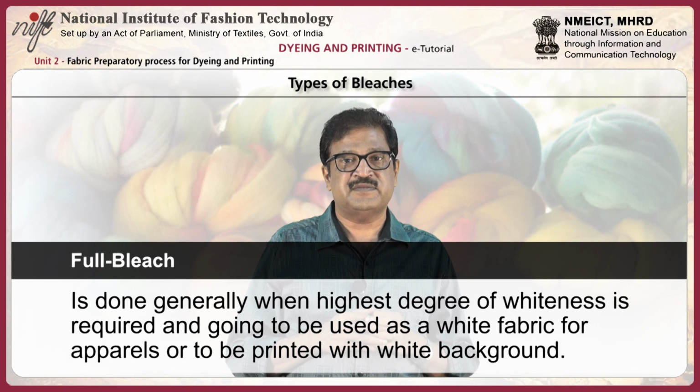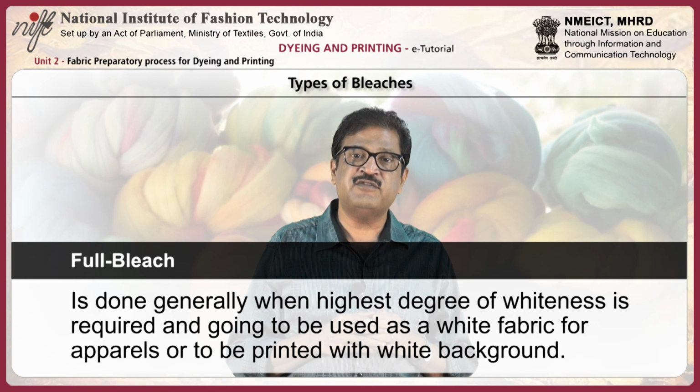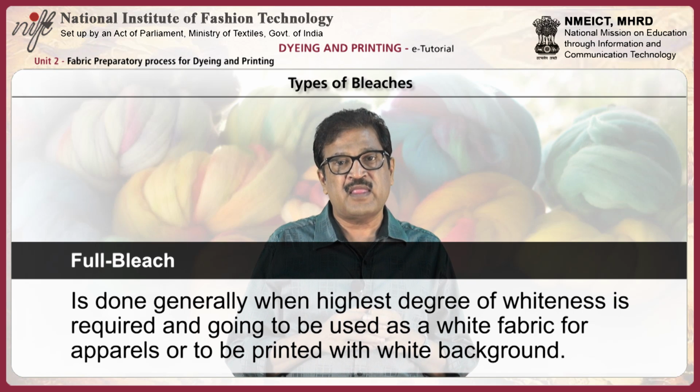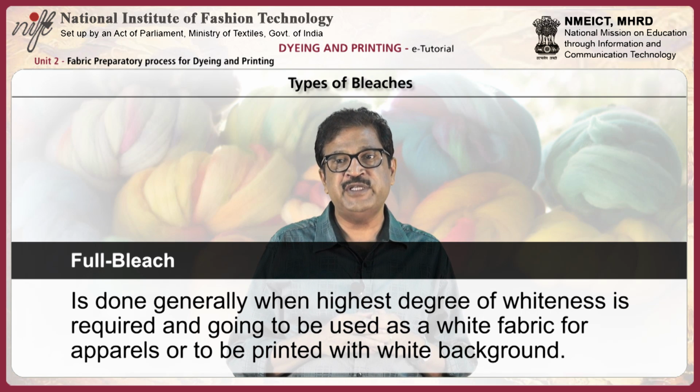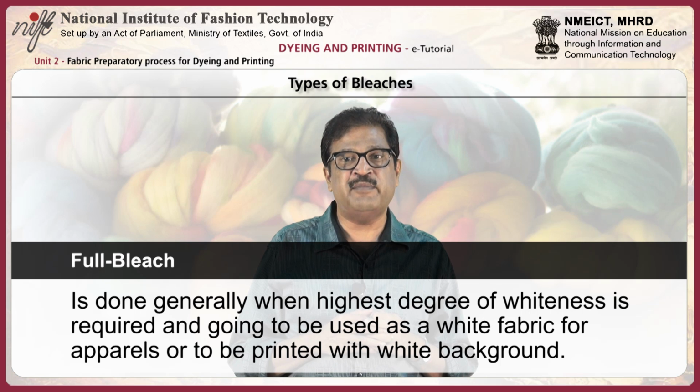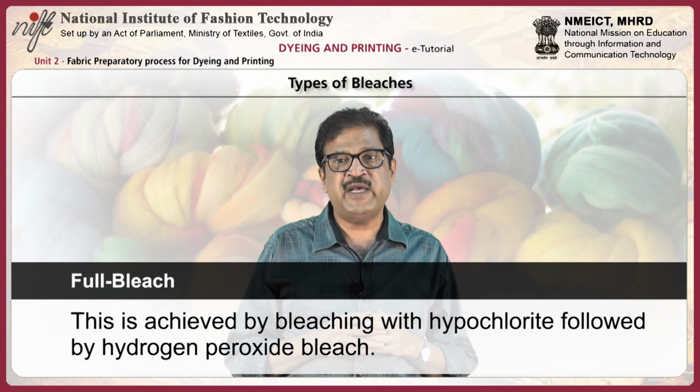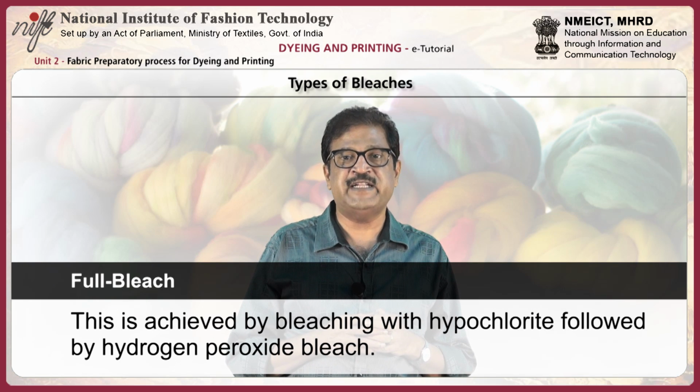Types of bleaches. Generally, there are two kinds of bleaches carried out for fabric preparation. The first one is full bleach. It is done generally when the highest degree of whiteness is required and the fabric is going to be used as white fabric for apparel or to be printed with white background. This is achieved by bleaching with hypochlorite followed by hydrogen peroxide bleach.